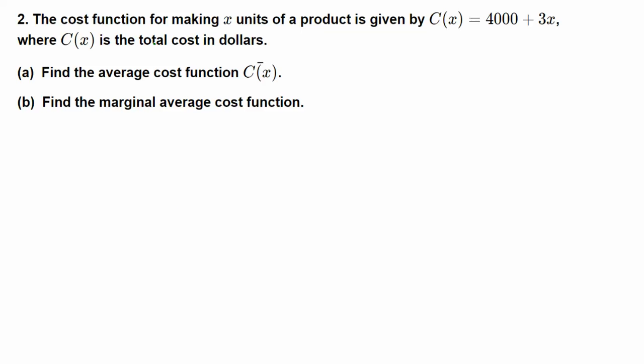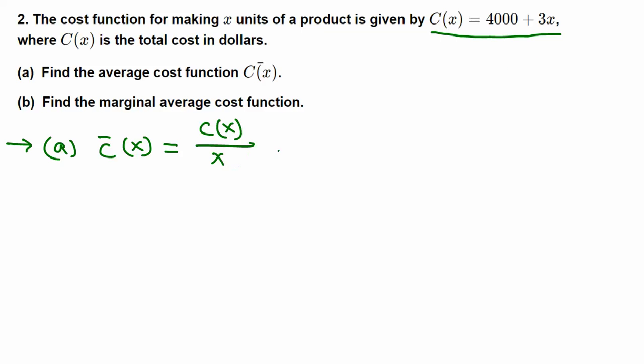The cost function is given by this formula C(x) equals 4000 plus 3x, where C(x) is the total cost in dollars. In part A, we need to evaluate the average cost function. So the average cost function, C bar of x, is given by, we just divide the cost by the number of items, which is x. So that's 4000 plus 3x, that's given, divided by x.